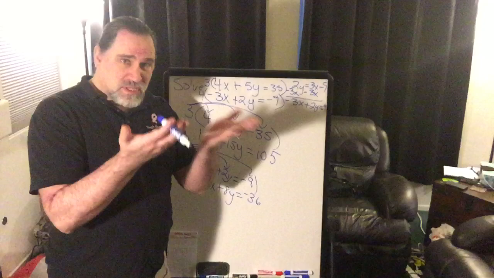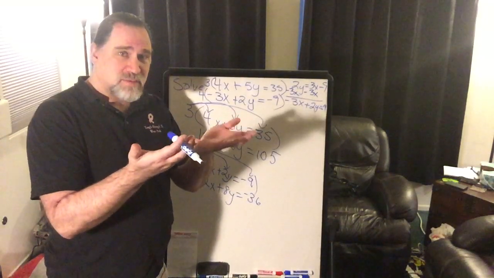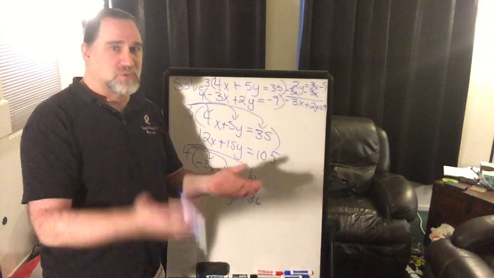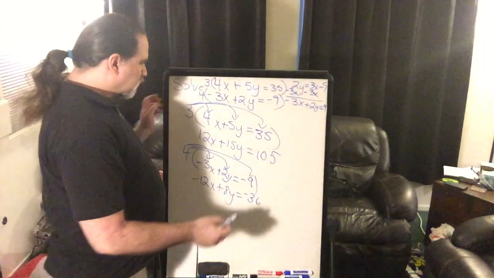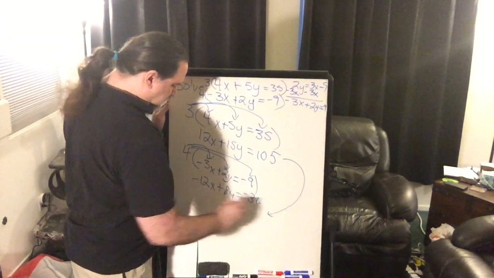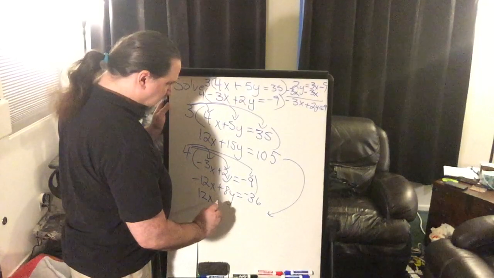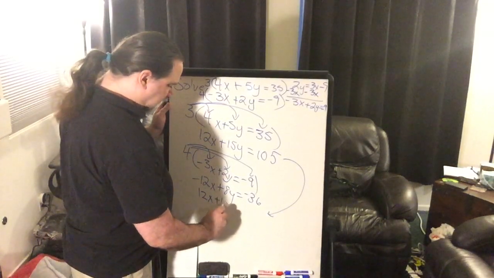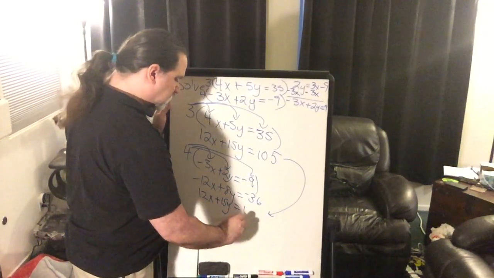Okay, remember, equal signs mean it's like a balance. They're the same. If I multiply the left side by 4, I got to multiply the right side by 4. Okay, now I can bring this one down here. So I get 12x, I get plus 15y, and I get equals 105.